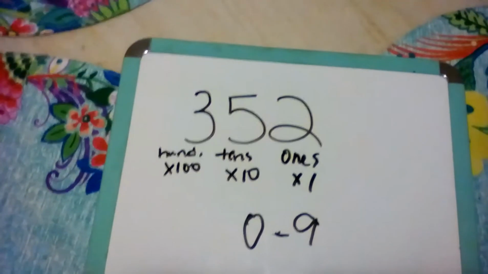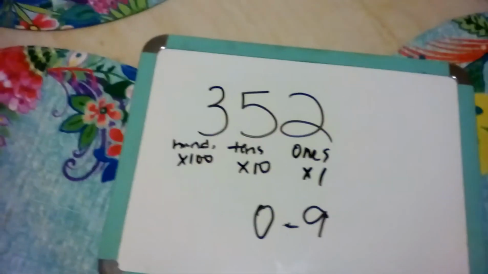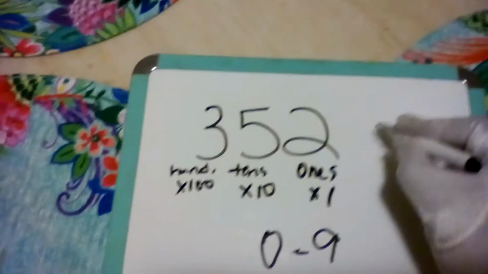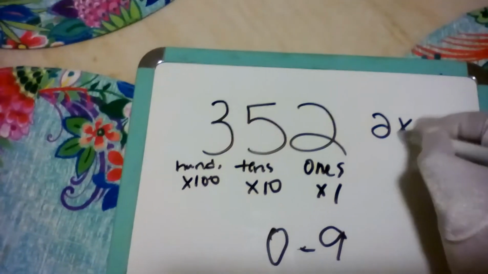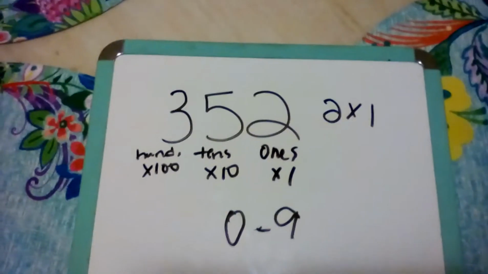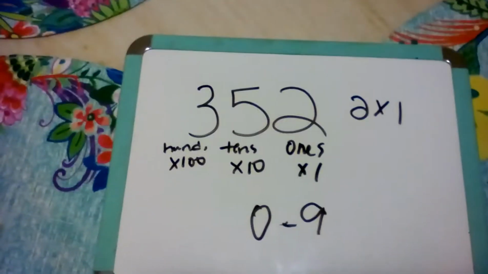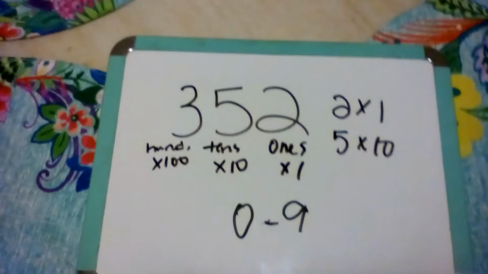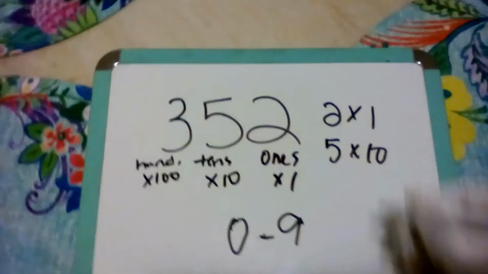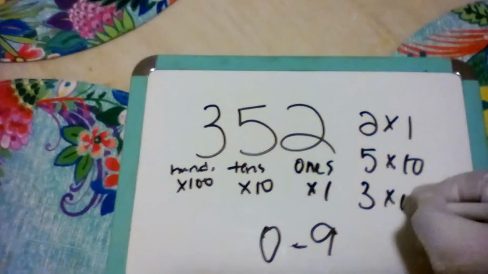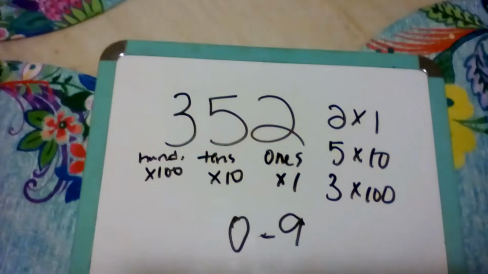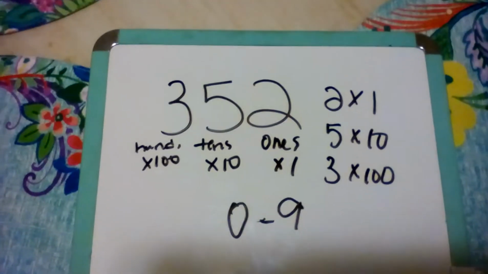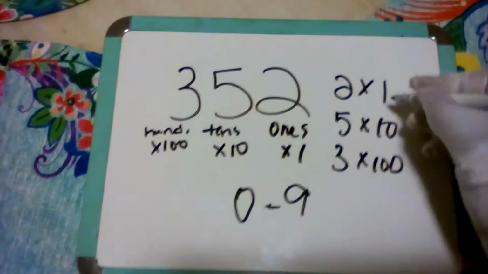Let's look at this with the digits included. So we know our place values, we have the ones, the tens, and the hundreds. Because the 2 is in the ones place, we have to look at it in terms of 2 times 1. Because the 5 is in the tens place, we have to look at it in terms of 5 times 10. And because the 3 is in the hundreds place, we have to look at it in terms of 3 times 100. Any digit placed in these places, you're going to be multiplying it times the numerical value of that place.